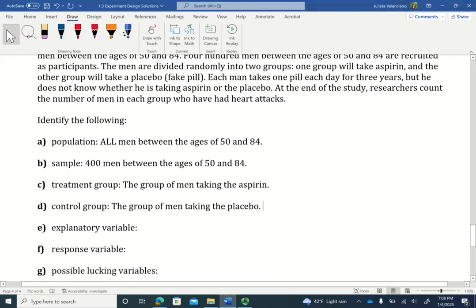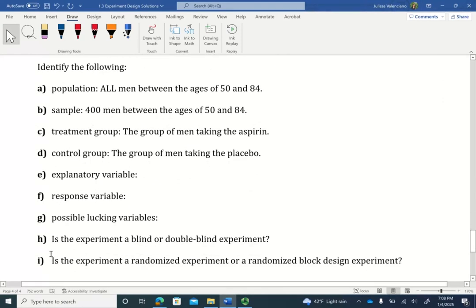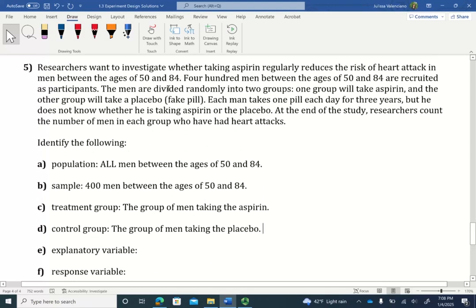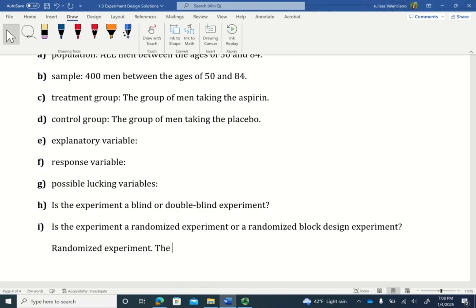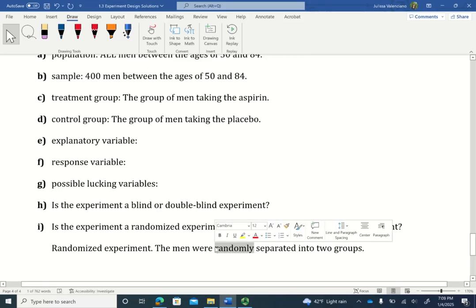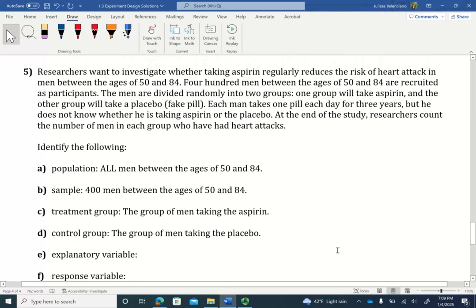Now, I'm going to go ahead and fast forward to the question that we have below. Is the experiment a randomized experiment or a randomized block design experiment? Well, notice it says the men were randomly assigned into two different groups. In this case, we're talking about a randomized experiment. Again, why? Because the men were randomly separated in two groups. And so the key here is that this separation happened at random. Okay. And if you want to include more detail, you can say we're separated into the treatment group and the control group. That's what I mean when I write two groups. I just wanted to answer that question because we just read that sentence as we were answering part C and D.